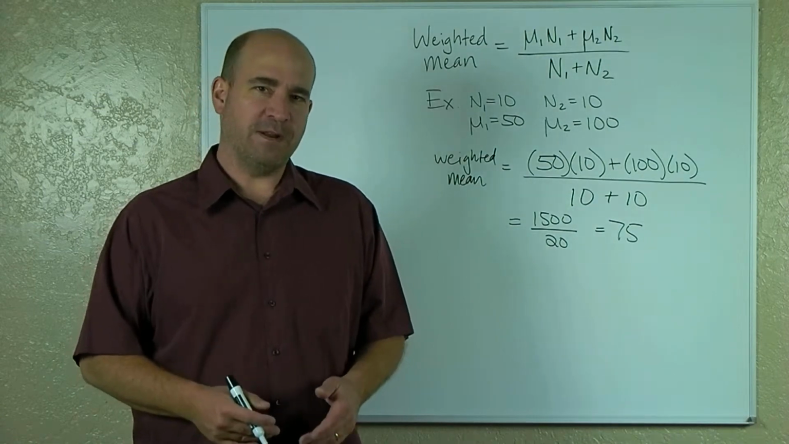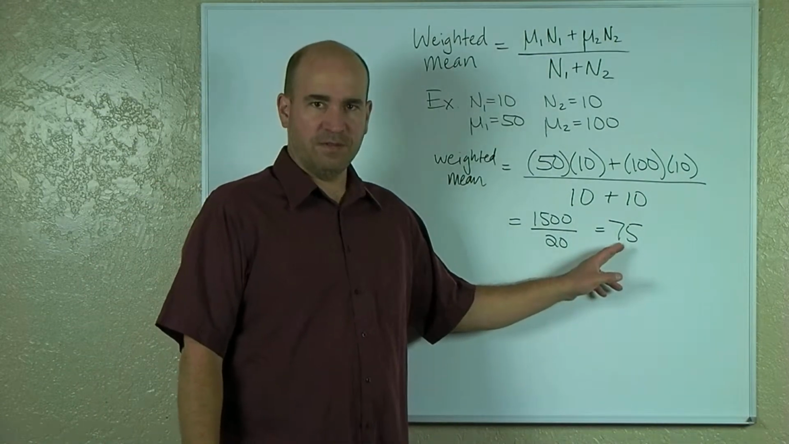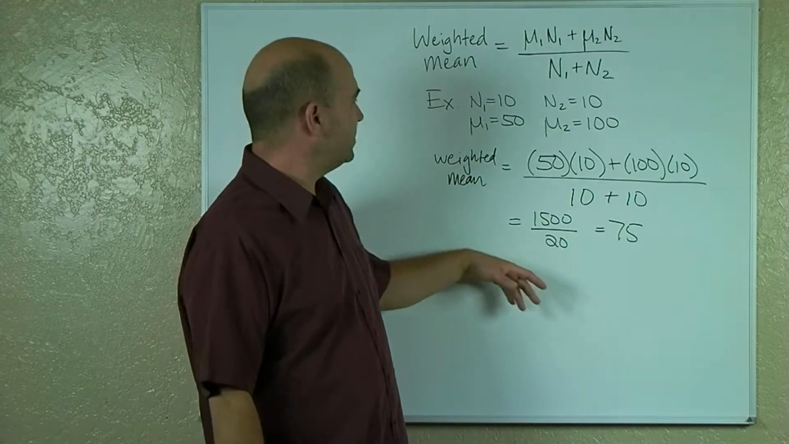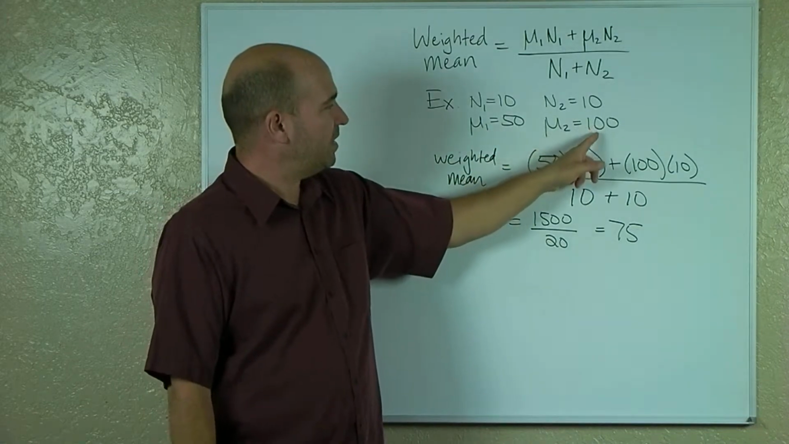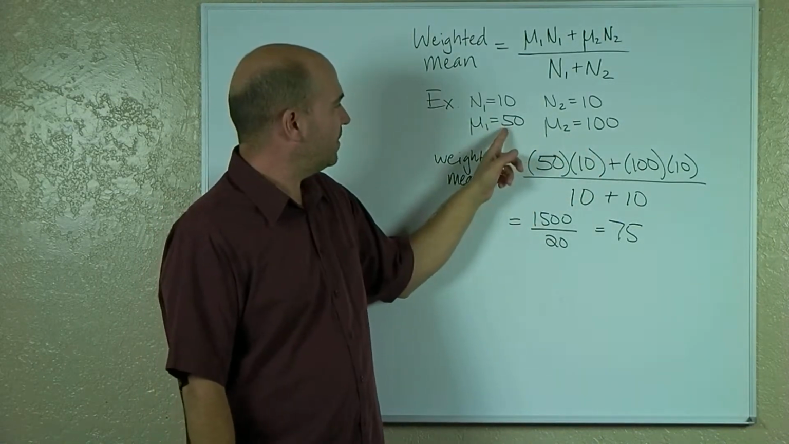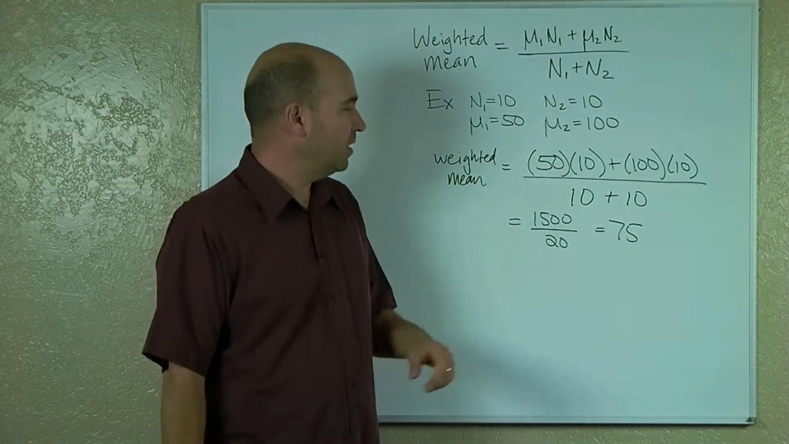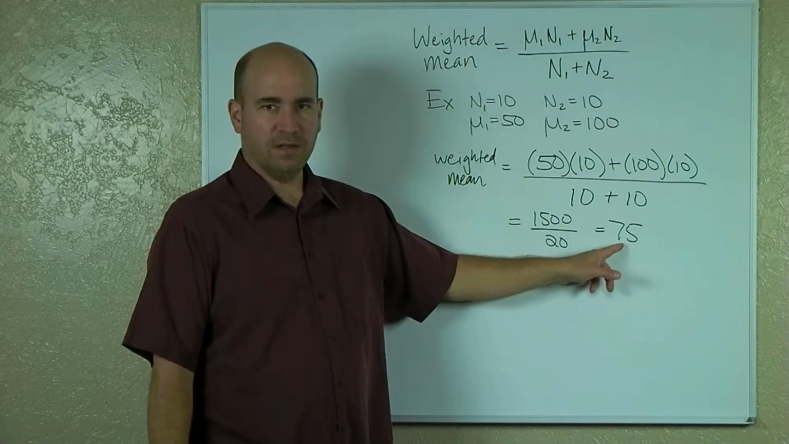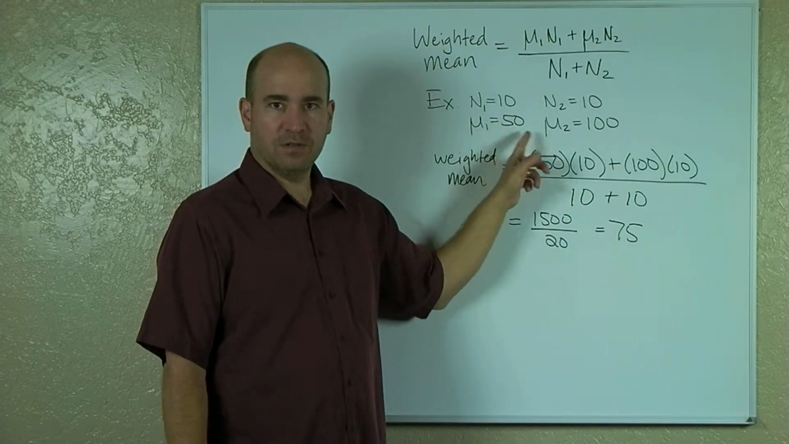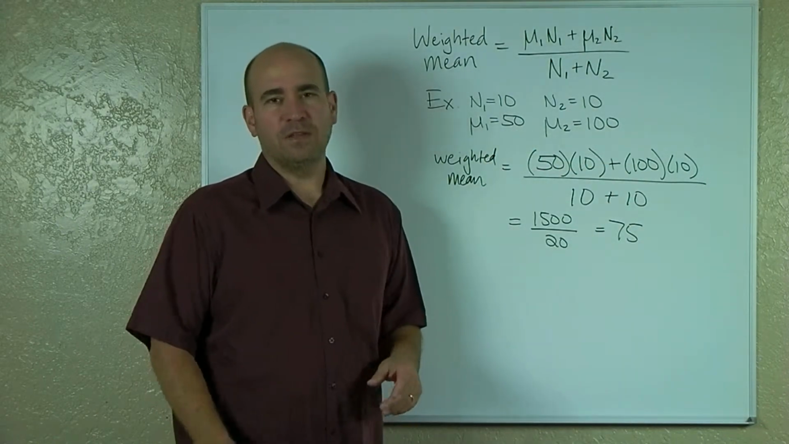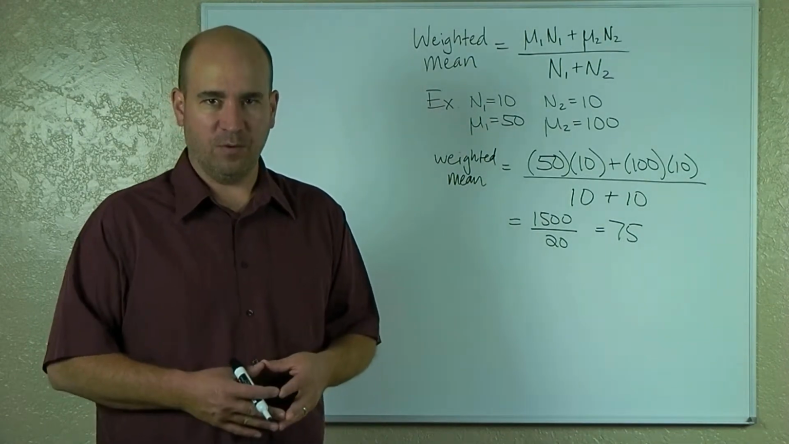Now notice for the weighted mean in this example, the value is equal to 75. And you should see that if you take the mean of the first group and the mean of the second group, we have 50 and 100 for the first and second groups respectively. Notice how the weighted mean is exactly halfway between those two means. Now this will always be the case as long as the sample sizes are equal.